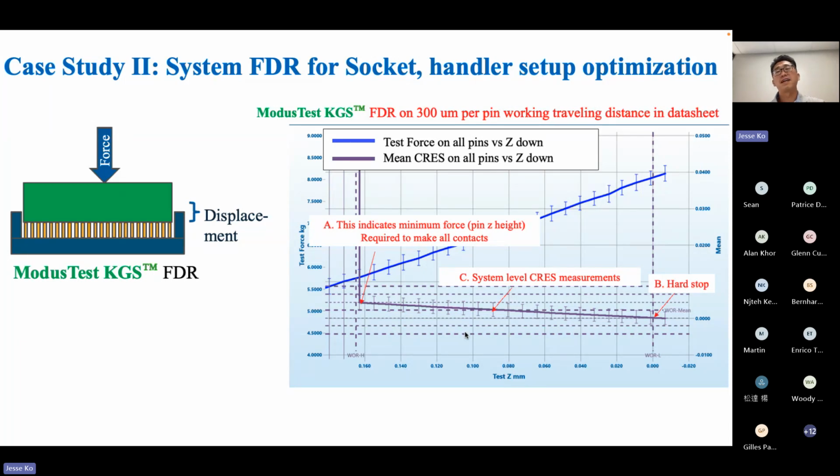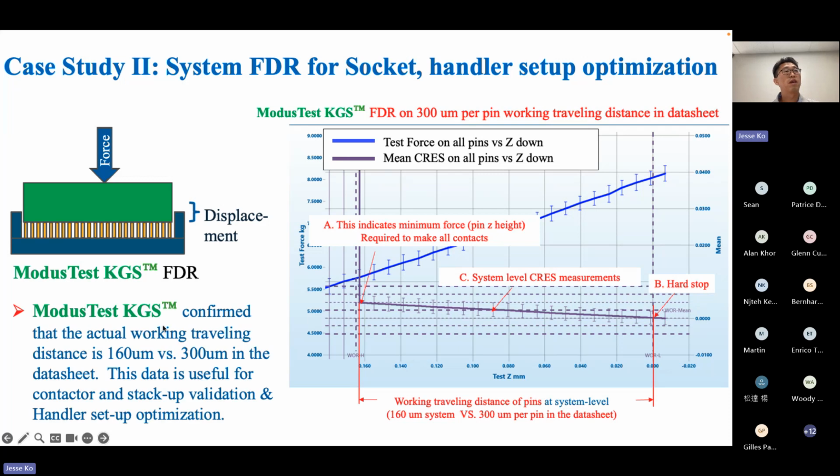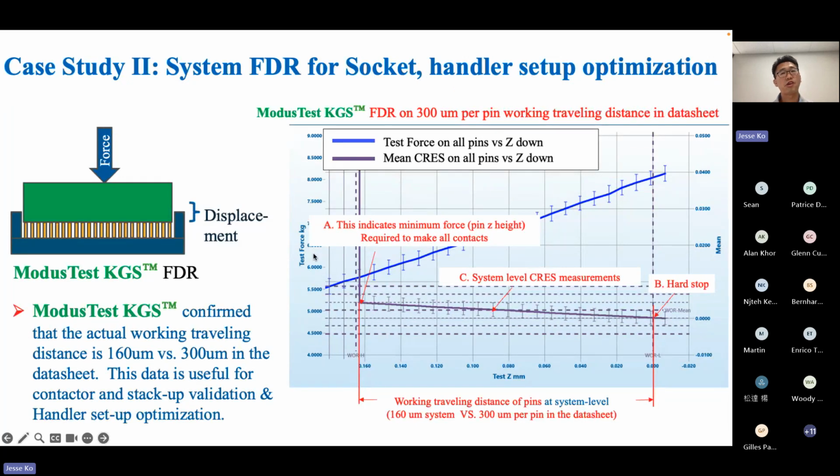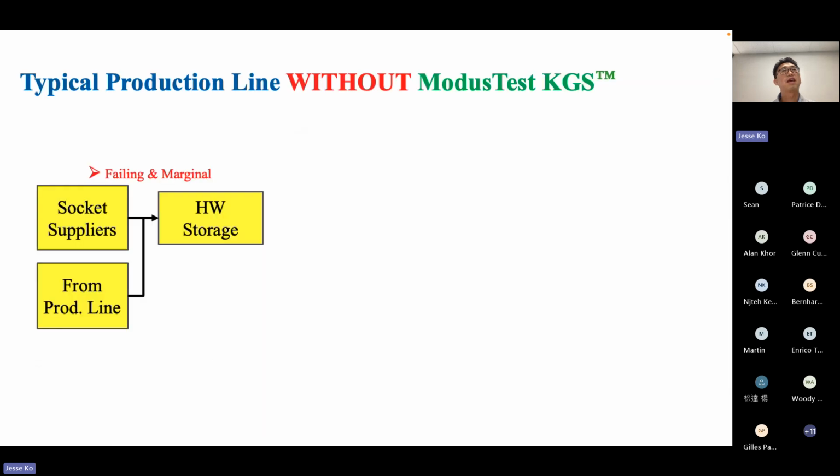So what do we learn from this exercise? We learned that the working travel distance of the pin at system level in a real application socket is 160 micron versus 300 micron per pin in the datasheet. How do people use this information? ModusTest KGS confirms the actual working travel distance is 160 micron versus 300 micron in the datasheet. This is very critical for contactor and stack-up validation, and also handler setup optimization for your team in the factory. Those are the two major examples I've shared for socket validation.